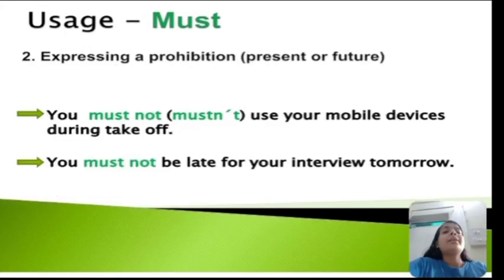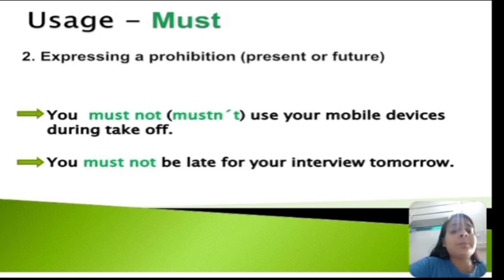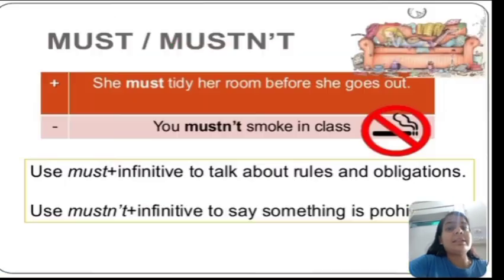Must is also used for expressing a prohibition. When you want to express a strict prohibition, you use must. Like, you must not use your mobile device during takeoff. You must not be late for your interview tomorrow. You must complete your homework or you must not come late to school. So this is how you express prohibition by using the modal verb must.